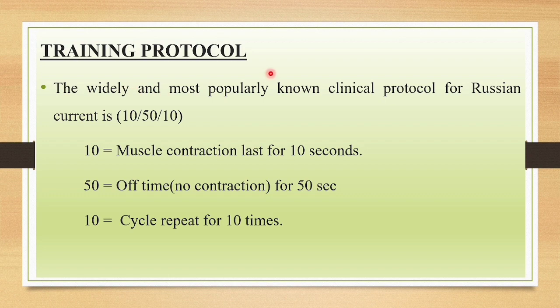So the training protocol, which I just briefly explained in the previous slide, the most popular non-clinical protocol for Russian current, is 10 is to 50 is to 10. That is, a muscle contraction lasting 10 seconds and an off period of no contraction for 50 seconds, and this cycle will be repeated 10 times. That is 10 seconds on, 50 seconds off, repeated 10 times, that is 10 is to 50 is to 10. This is the important protocol which is used in Russian current.